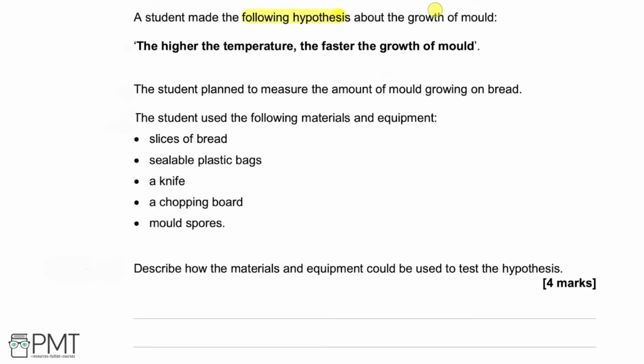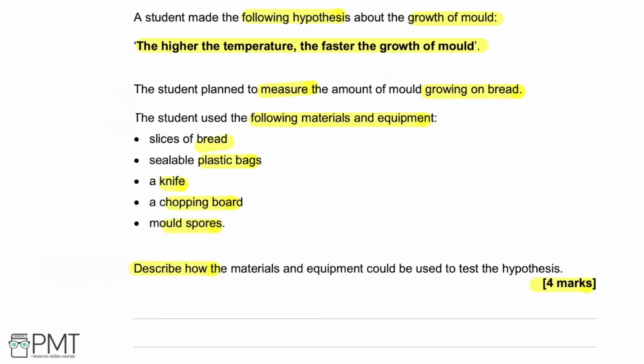A student made the following hypothesis about the growth of mold. The higher the temperature, the faster the growth of mold. The student planned to measure the amount of mold growing on bread. The student used the following materials and equipment: slices of bread, sealable plastic bags, a knife, a chopping board, mold spores. Describe how the materials and equipment could be used to test this hypothesis.